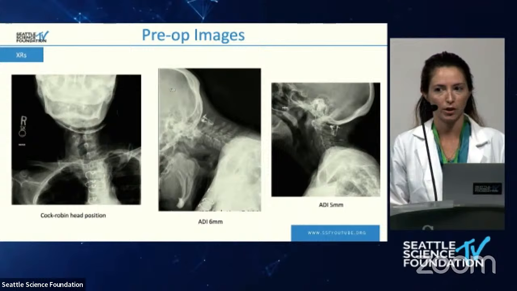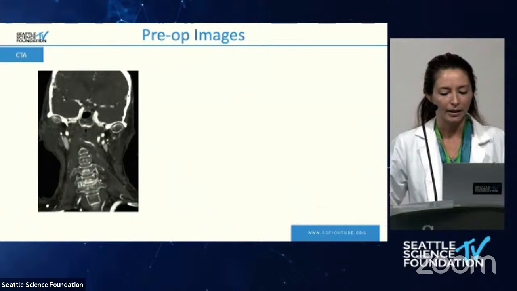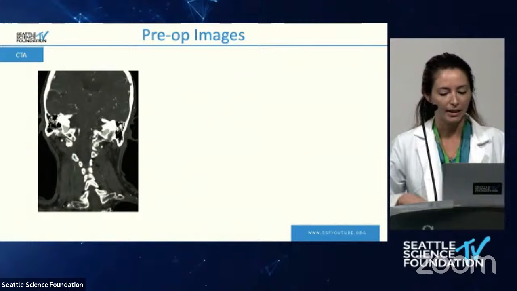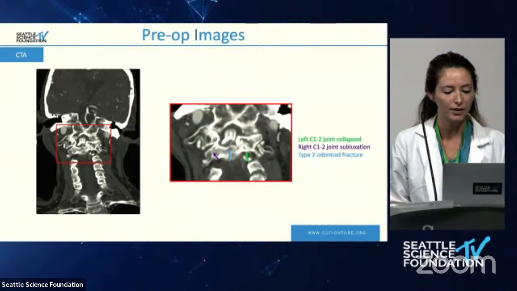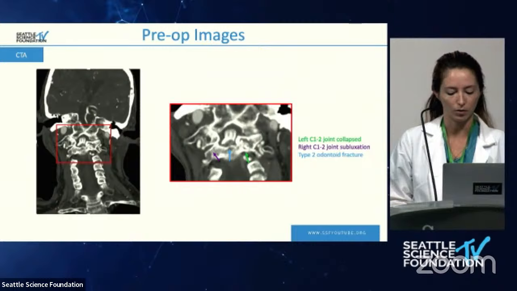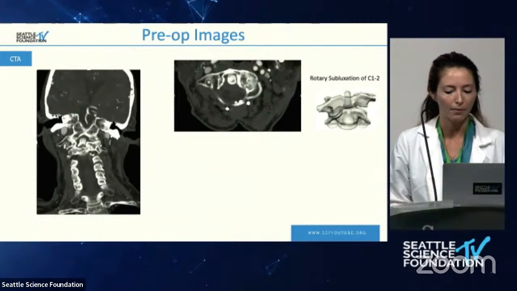So on CTA of her head and neck, it grossly shows the left deformity tilt of her head. And additionally, I wanted to point out that she had more displacement of her odontoid fracture, along with erosion and collapse of the C1-2 joint on the left and subluxation of the right C1-2 joint, which was the cause of her left head tilt.